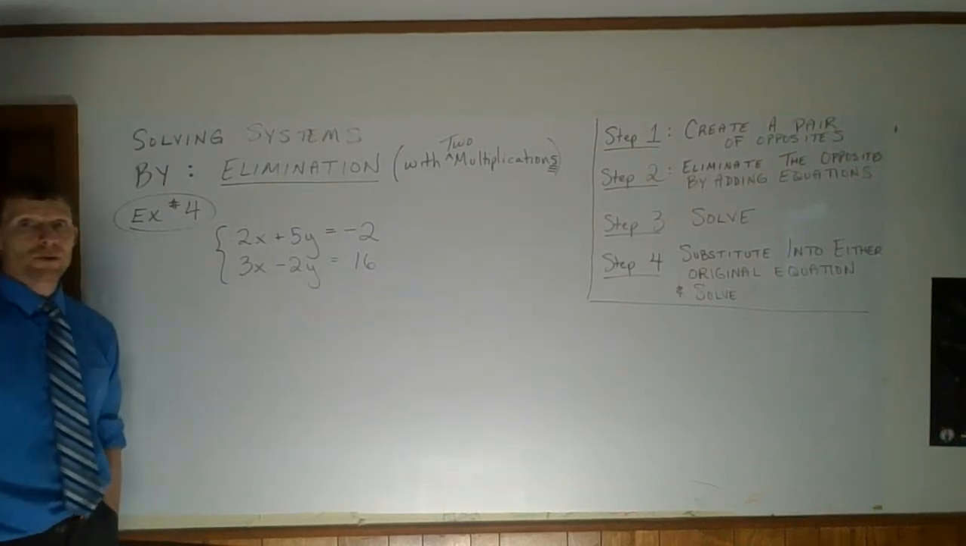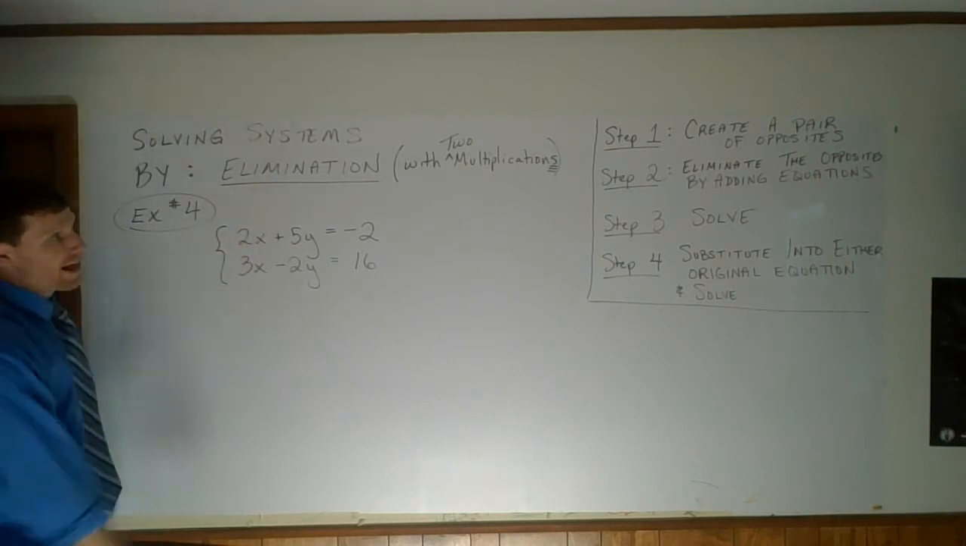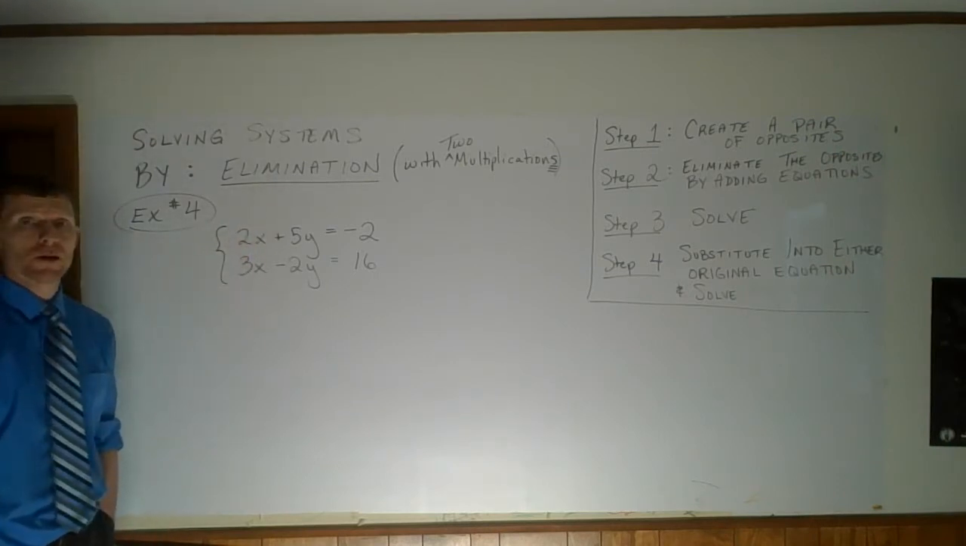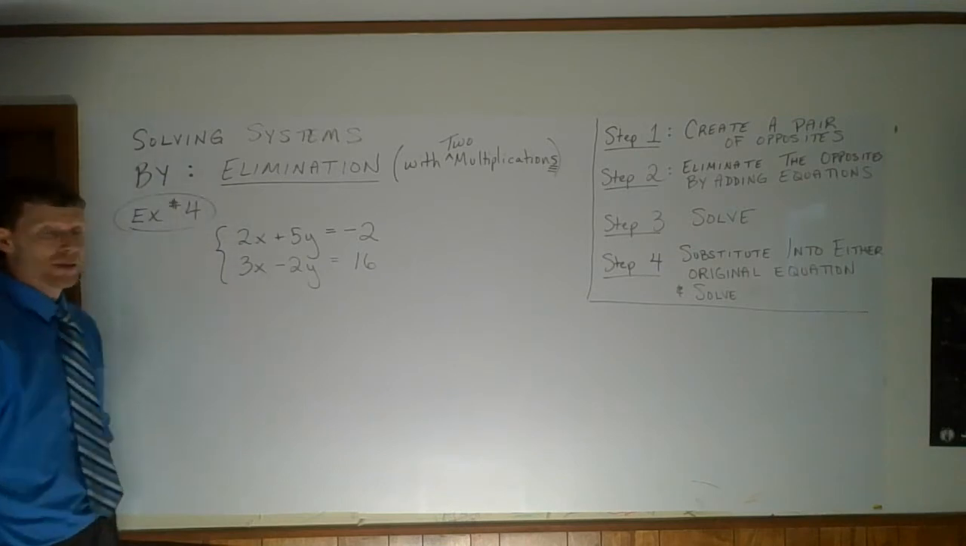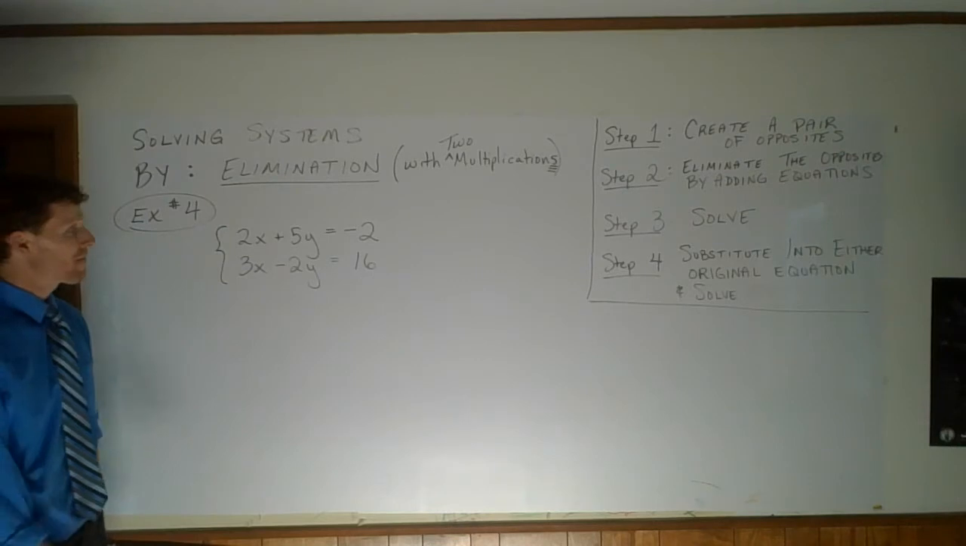This is our fourth example, solving systems of equations by elimination. I've added to that we're going to have to use two multiplications. So this, I think, is the most complicated form of this type of question. Step number one is to create a pair of opposites.